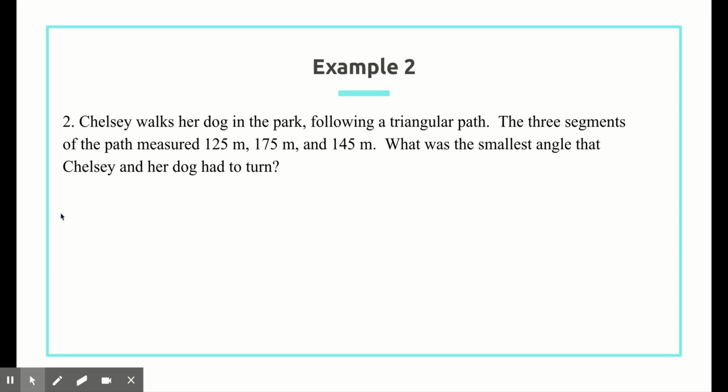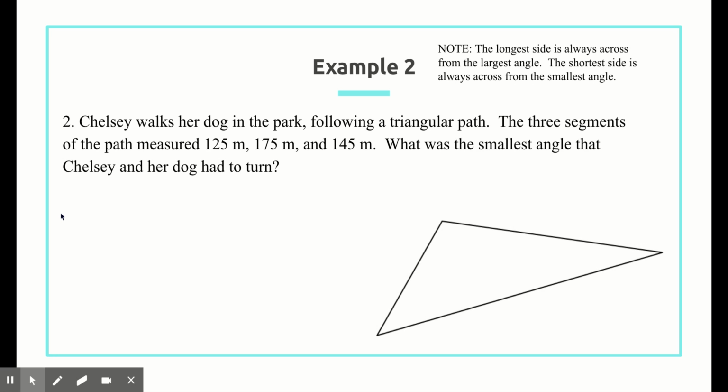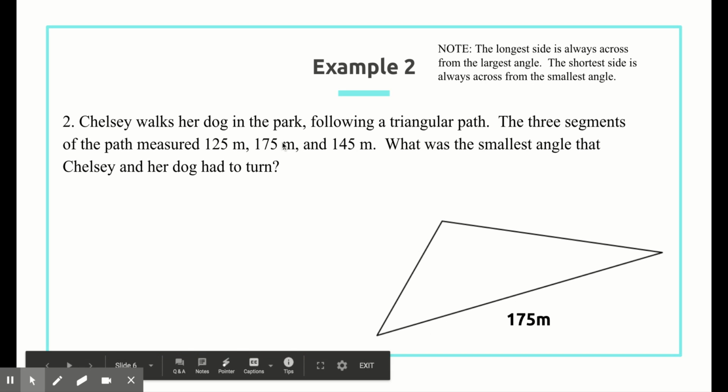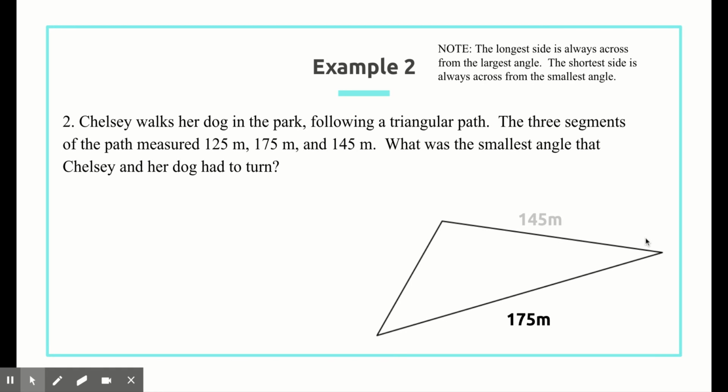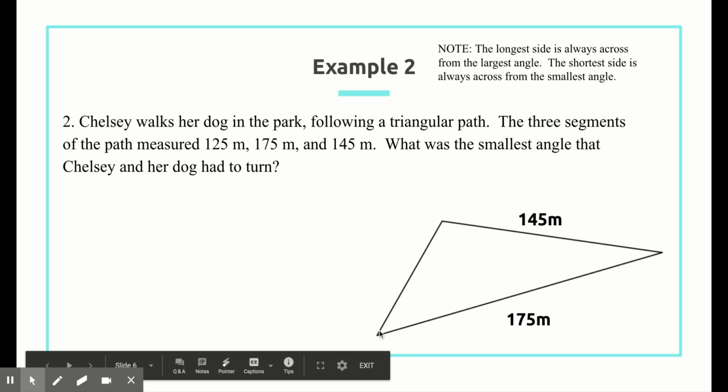So now example 2. Chelsea walks her dog in the park, following a triangular path. The three segments of the path measured 125 meters, 175 meters, and 145 meters. What was the smallest angle that Chelsea and her dog had to run? Let's look at this triangle. First, this side is going to be 175 because that's my longest length. The next longest is this one, my 145 meters, and my smallest side is here, 125 meters.